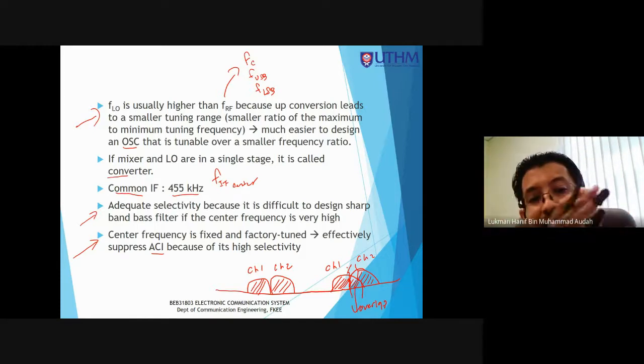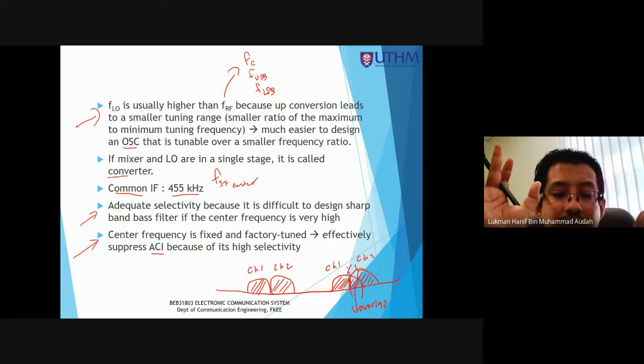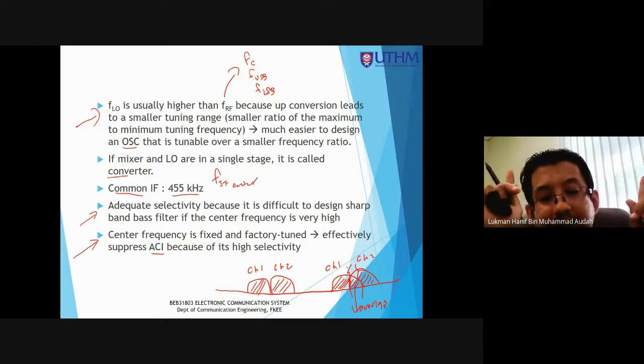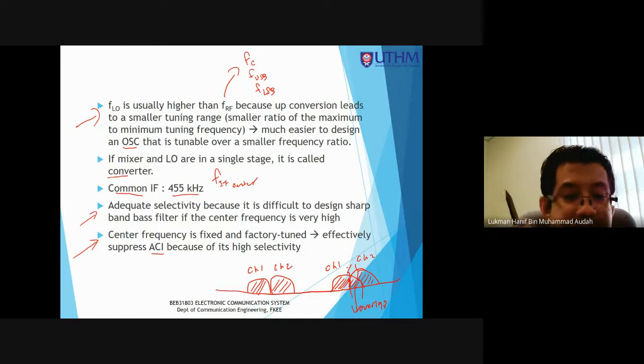Ini kalau kita ada pelbagai intermediate frequency, kebarangkalian berlakunya ACI itu sangat tinggi. So it is better to standardize the center frequency for the IF so that we can effectively reduce the adjacent channel interference. Okay.